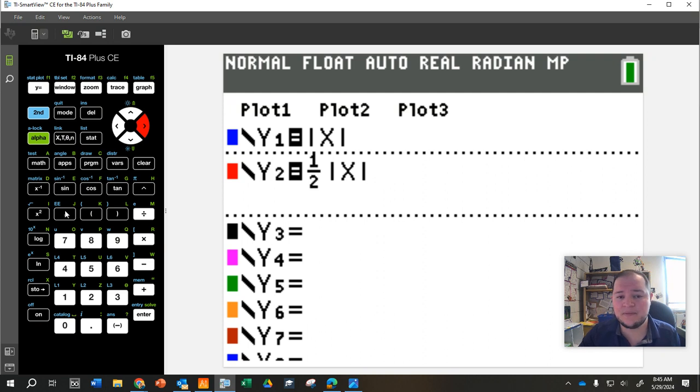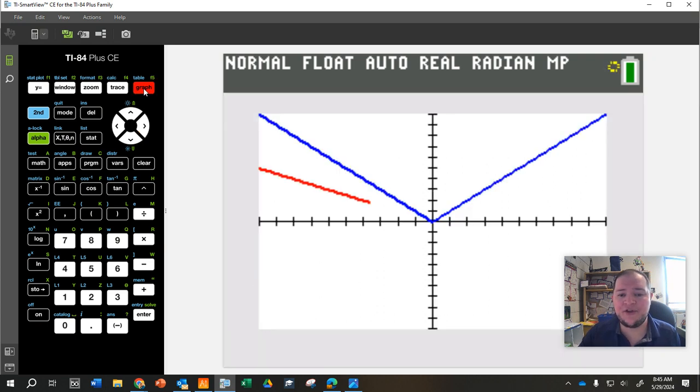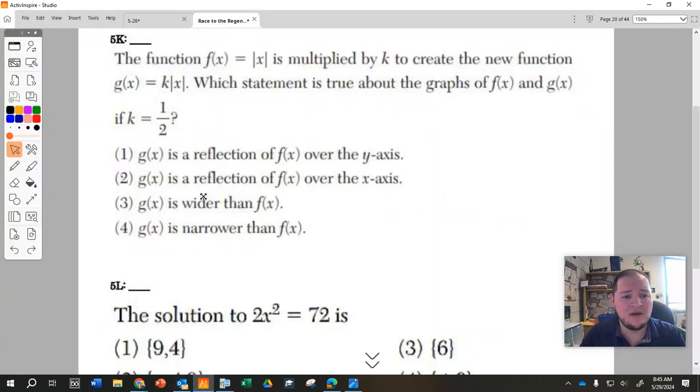Okay? I'm going to click graph. Red is the new one. Whoa, there's the new one. So putting that 1/2 in there, what did it do to my blue original one? Made it wider. So I'm going to look at the 4 choices and see which one says something to that.